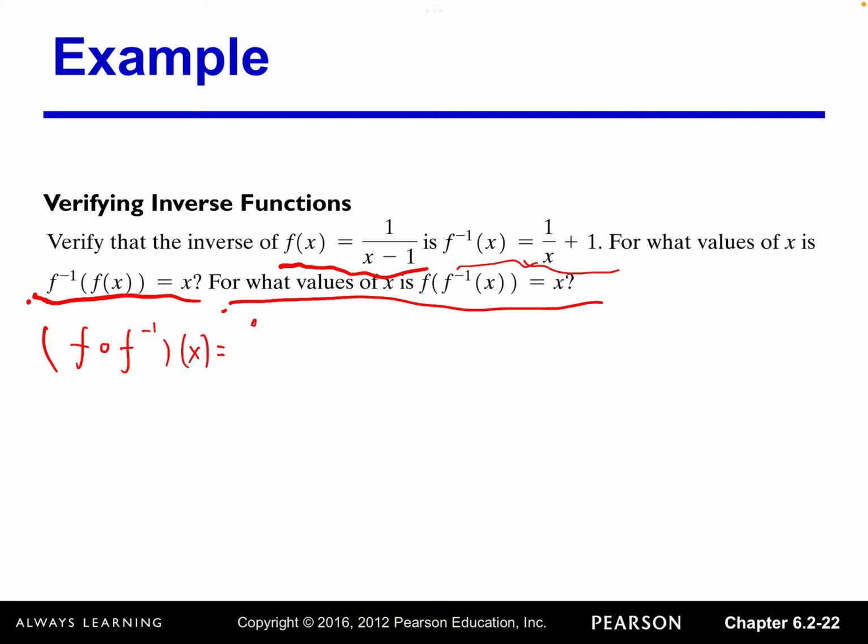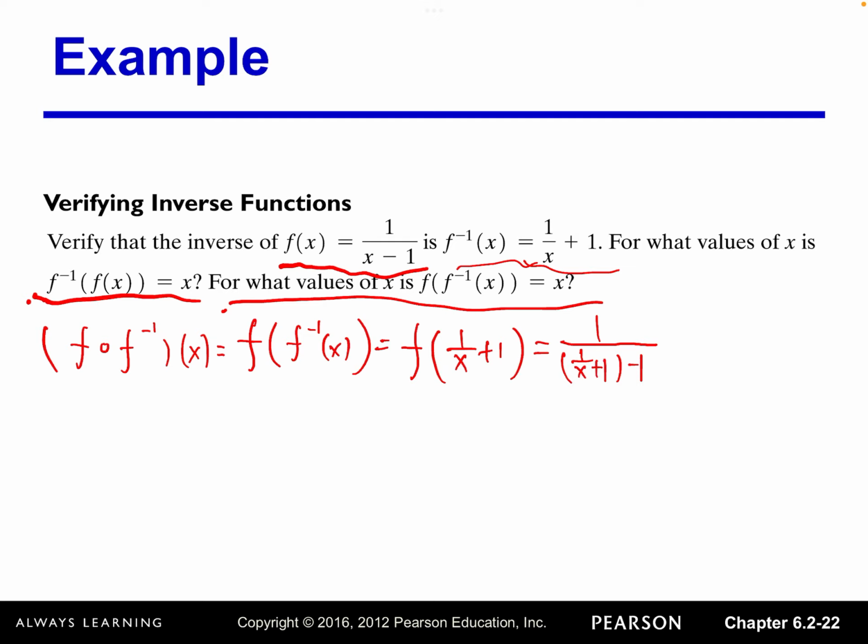That equals f of x as the outer function, and the inverse is the inner function. We plug in the inverse function by its definition, which is 1 over x plus 1. Then plug into the outer function, which is 1 over x minus 1, where x is 1 over x plus 1. Then we simplify: dividing by a number equals multiplying by its reciprocal, and that's why we got x.